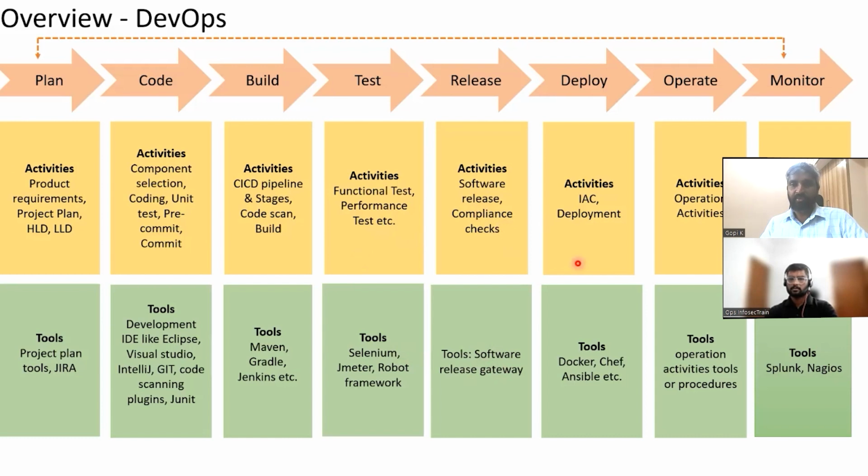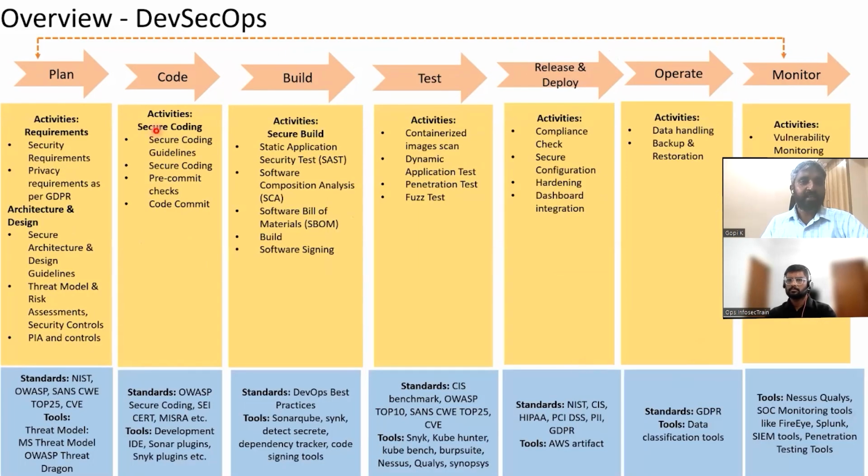In deployment, we use infrastructure as code deployment practices or manual deployment practices. Here we use tools like Docker, Chef, Ansible, and other tools also. Then the operating phase, where we do the operation activities and use the operation tools. Then the monitoring phase, where we do log monitoring, for example Splunk and Nagios. So this is how we approach the DevOps pipeline. These are the high-level activities we are doing. Accordingly, once we come to the DevSecOps practices, the stages or phases will be the same.